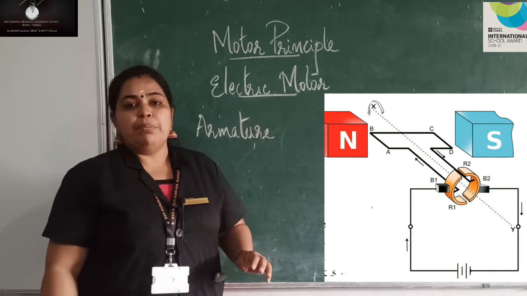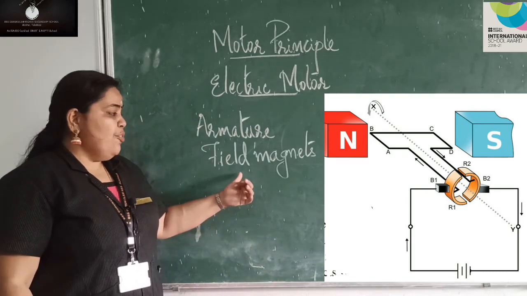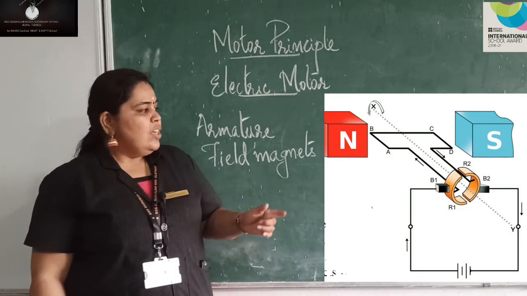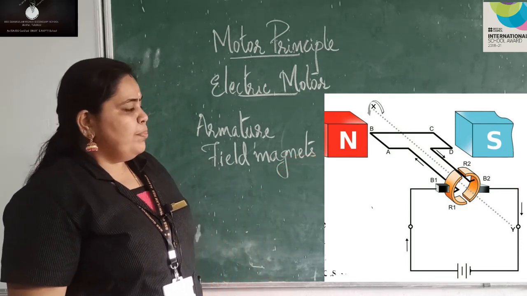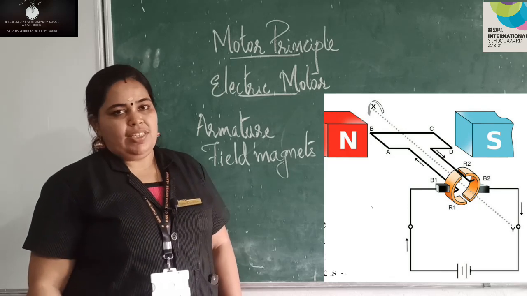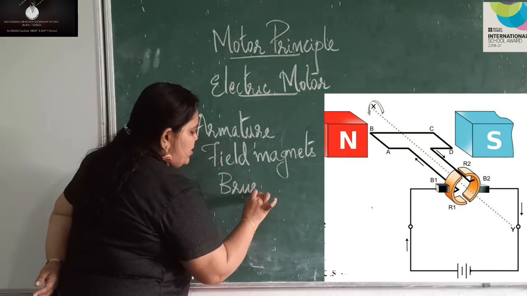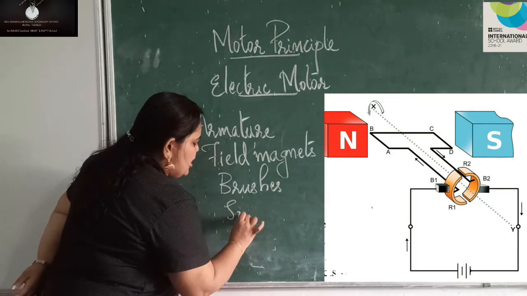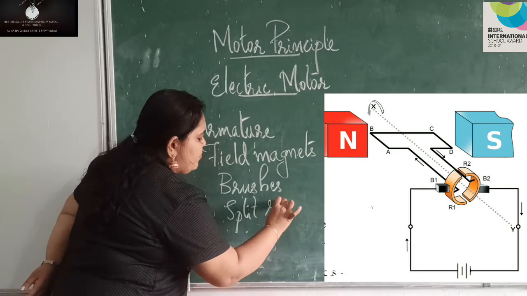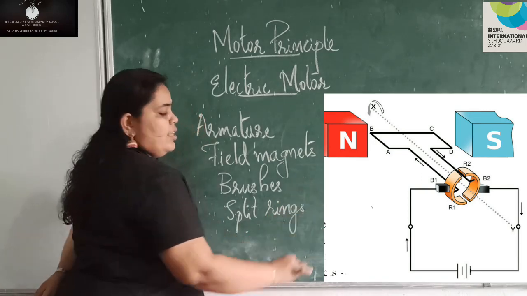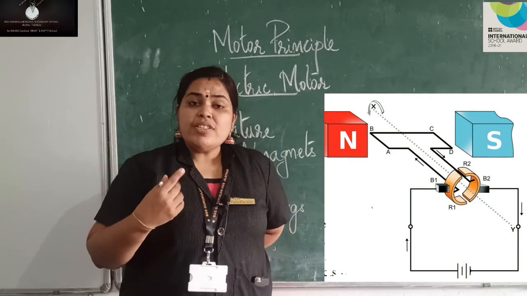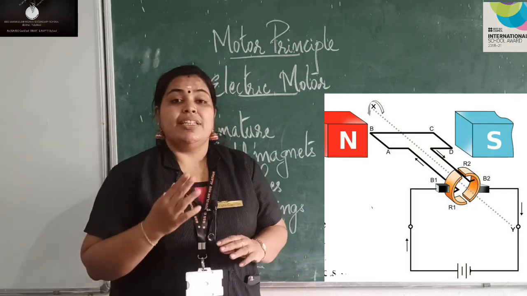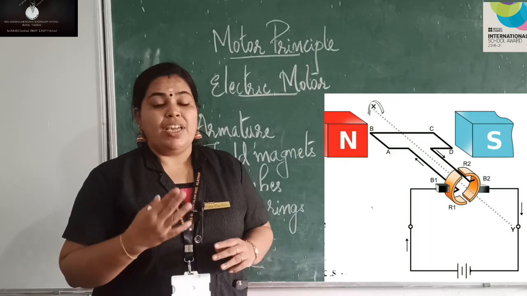ആർമേച്ചർ. നെക്സ്റ്റ് വൺ, നോർത്ത് സൗത്ത്. ദേ ആർ ദി ഫീൽഡ് മാഗ്നെറ്റ്. ഓക്കെ, സോ നെക്സ്റ്റ് ഇസ് ദി ഫീൽഡ് മാഗ്നെറ്റ്. ആൻഡ് see here, B1, B2, they are the brushes. Okay, and R1, R2, they are the split rings. What is the use of these split rings? Split rings helps to change the direction of current during every half rotation.